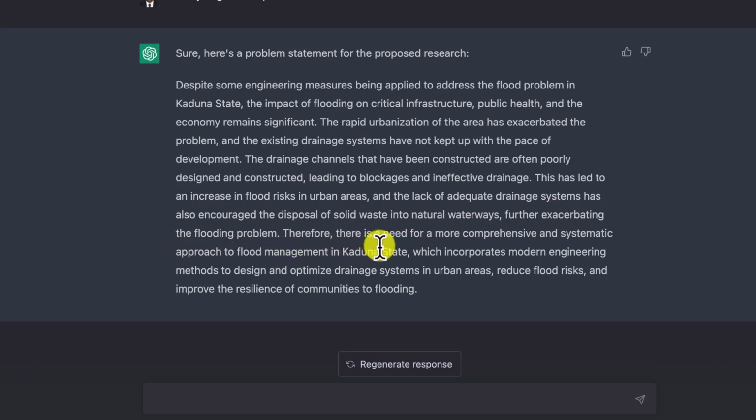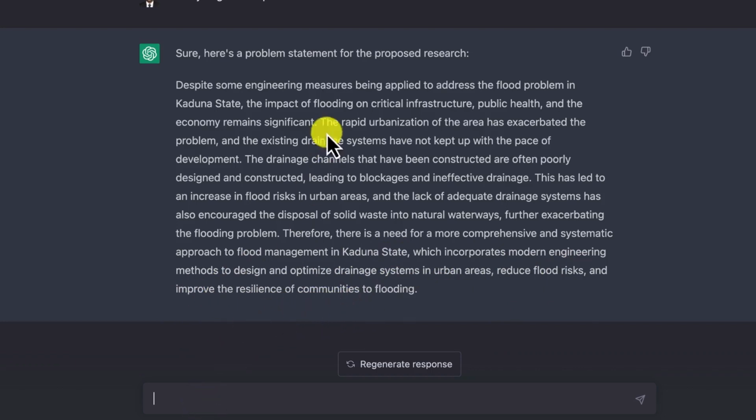Okay, so therefore there is a need for a more comprehensive and systematic approach to flood management in Kaduna State, which incorporates modern engineering methods to design and optimize drainage systems in urban areas, reduce flood risks, and improve the resilience of communities to flooding.